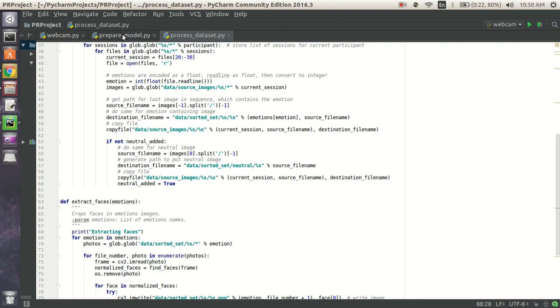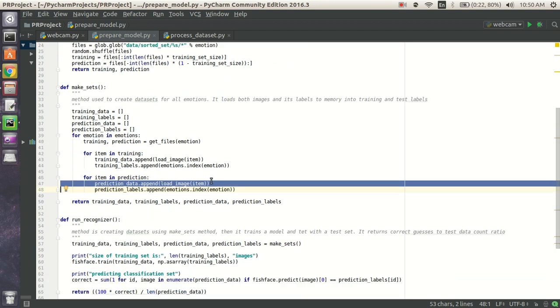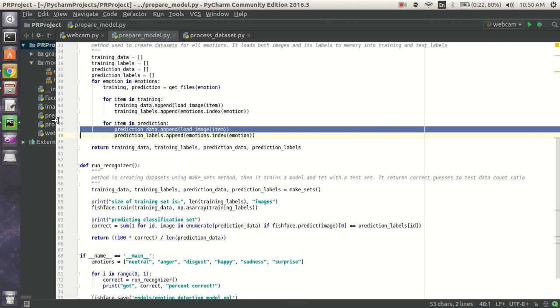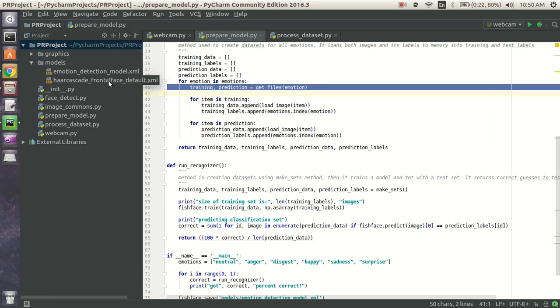Now the next step would be to teach the model. To prepare the model to recognize emotions, we sort the sorted set images into two categories: the training set and the testing set. As discussed before, the training set would be some percent of the sorted set, and the remaining percent would be the testing set, and this is done about 10 times to better train the model. After training, the model is stored in an XML file such as this, emotion_detection_model.xml.